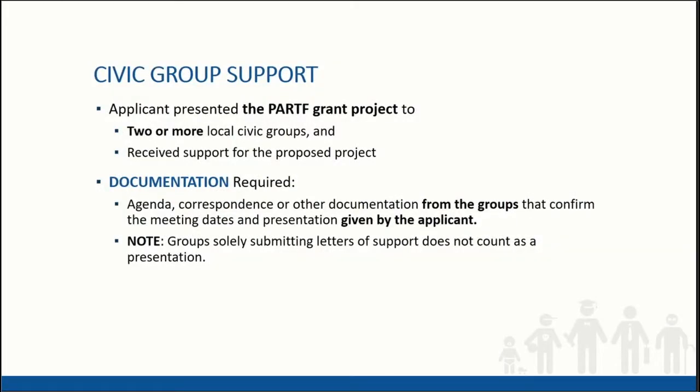Civic group support is also part of the application for public input. And in this case, the applicant must present the project that's described as the PARTF project that you're applying for funding to 2 or more local civic groups. You can do more, but you have to have a minimum of 2. If you submit an application and you only have documentation for 1 civic group, you will not get points for this. You also must receive support for the project from that group.